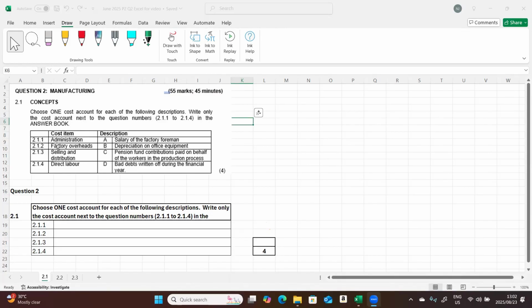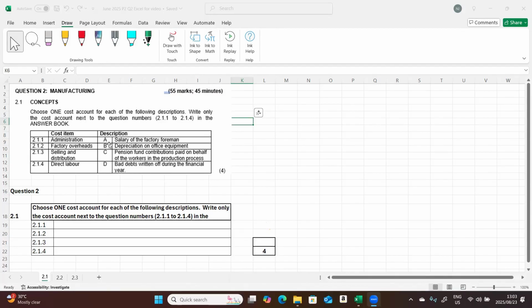Now, I always suggest that you start at your description and you go A, B, C, D, and then you immediately match, because these words are usually very short, and then you only have to read this side once, which is usually the longer side. So you do save some time. We can see 2.1.1 is administration, 2.1.2 is factory overheads, 2.1.3 is our selling and distribution cost item, and 2.1.4 is your direct labor.